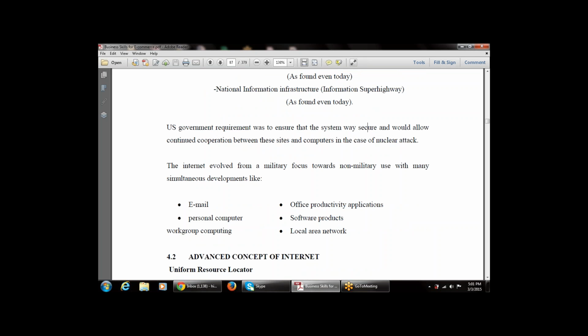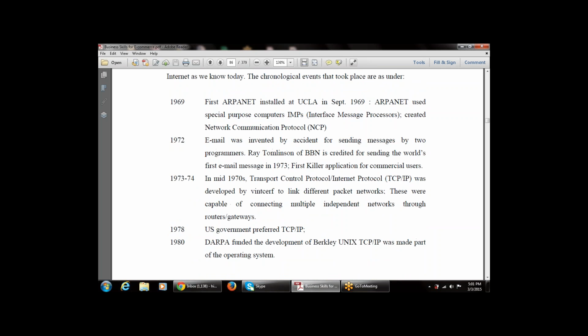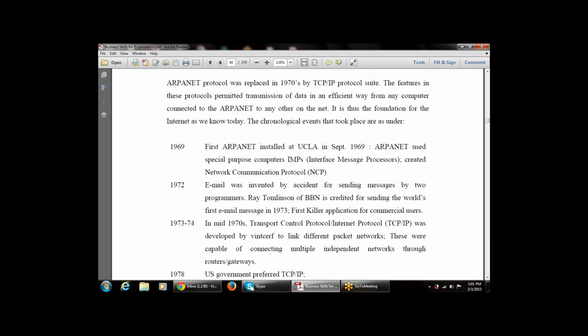So this is the history of the internet. These are the year by year, step by step history of how the internet came into the picture, and how the internet came to be widely used by the people.